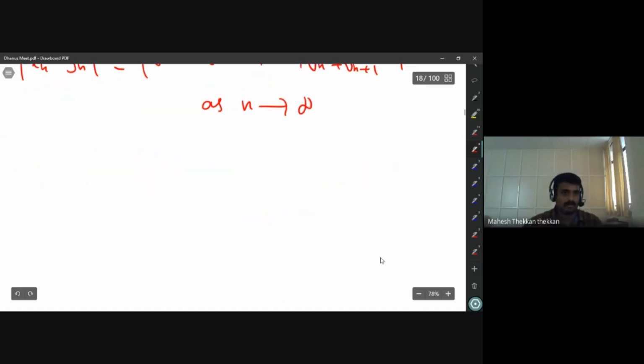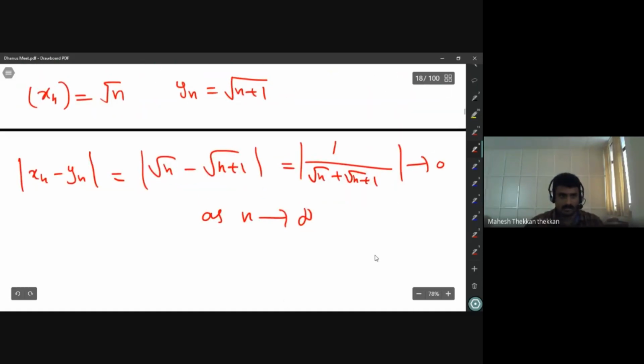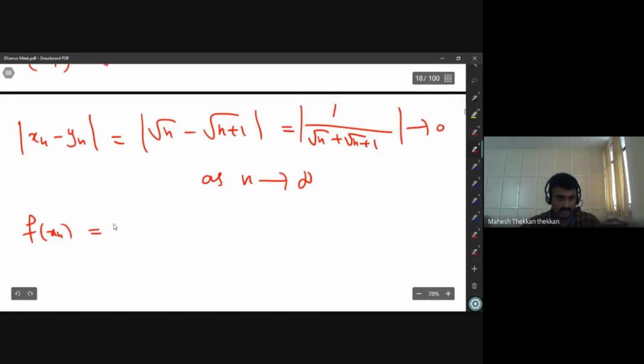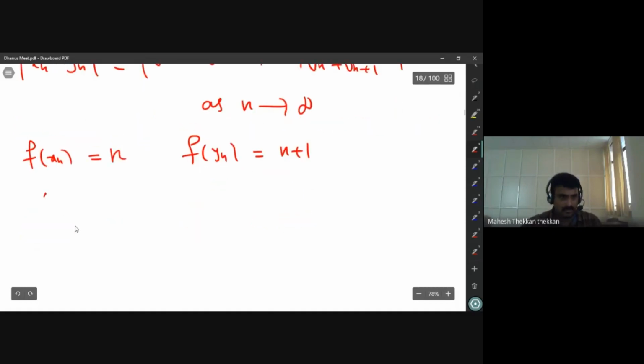Now consider f of xn. What will you get? f of x is x squared, and xn is root n, so f of xn is nothing but n. What about f of yn? That is again n plus 1. Then what happens to modulus of f of xn minus f of yn? That is equal to 1. This value does not go to 0.